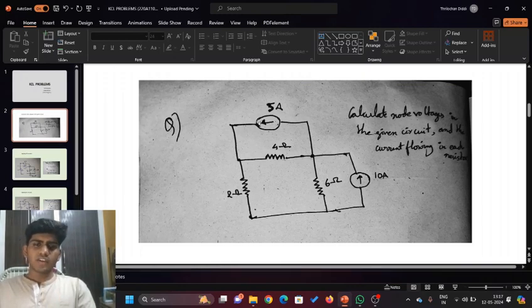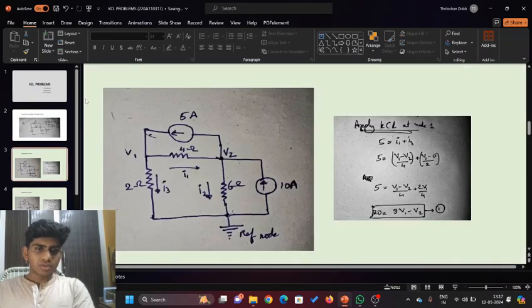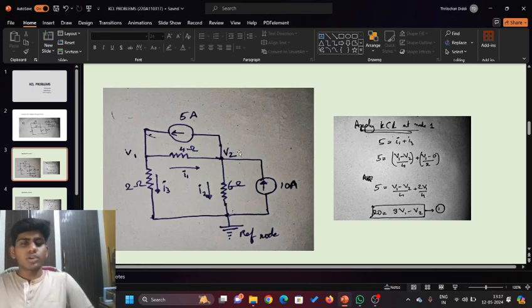First, the current of 5 amperes will be entering this node, so we apply KCL at this point. After applying KCL, we see that the 5 amperes entering this node gets divided as I1 and I3. So 5 amperes is equal to the sum of I1 and I3. From this equation we can find the node voltages.